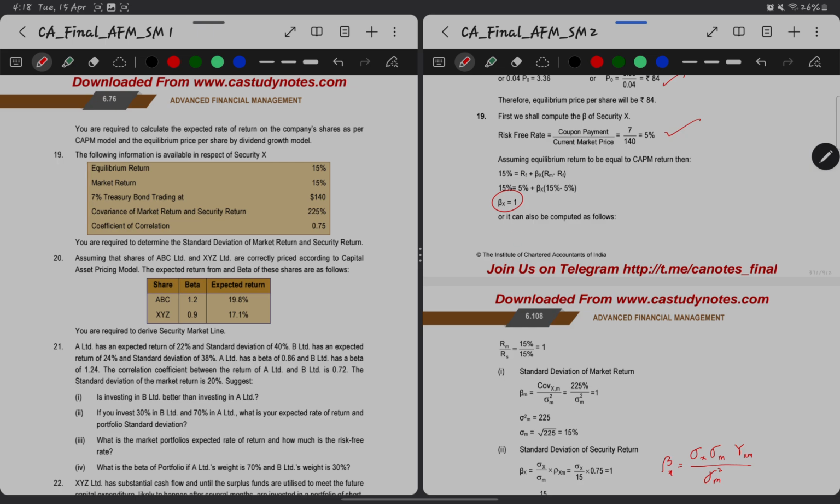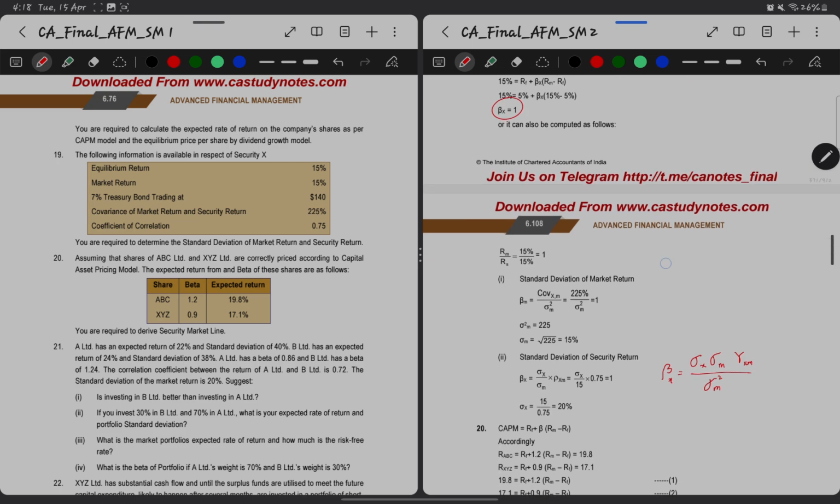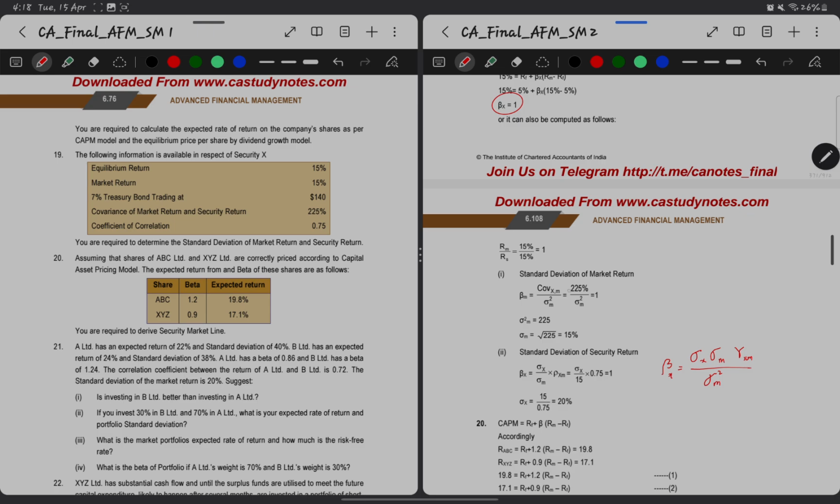security X, as we already have the equilibrium price, which is nothing but the expected return as per CAPM. So keeping beta as 1, if we substitute in beta formula, we will get the standard deviation also as 15. We'll get the variance first, then root of the variance will give us standard deviation.